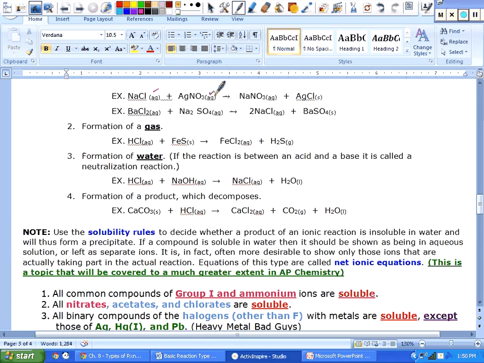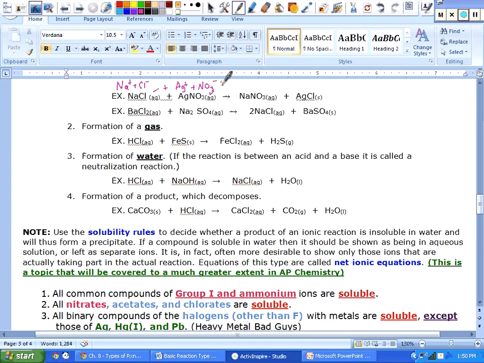It should look like this: Na plus, Cl minus, plus Ag plus, NO3 minus. Again, if you could take a microscope and look at it at the most atomic level, that's what would be floating around. You wouldn't have salt. It's really supposed to look like this. Do you agree that those are two couples that are just going to swap places? Yes. So can you tell that this is a double replacement reaction? It's a compound plus a compound. You just have to recognize that.